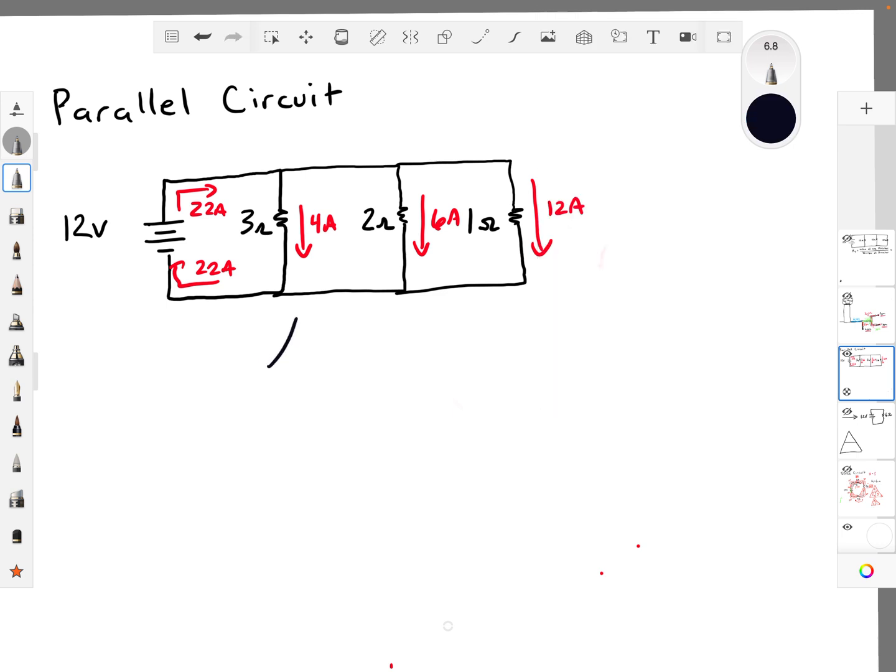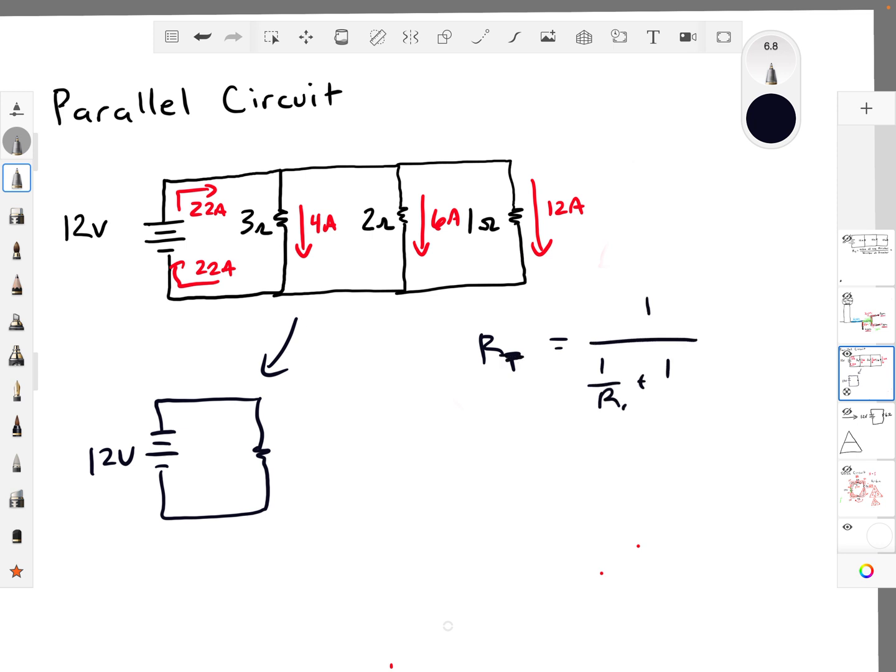So instead, what we're going to want to do is combine all of our resistors together into one resistor. We're going to go to page 7 on our reference sheet, and it says right there, resistors in parallel. It gives us the formula RT is equal to 1 over R1 plus 1 over R2 plus 1 over R3. And you can do this for as many resistors as you have, right? So we have 3 resistors.